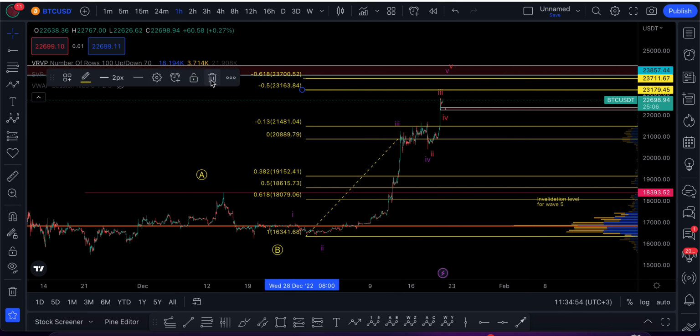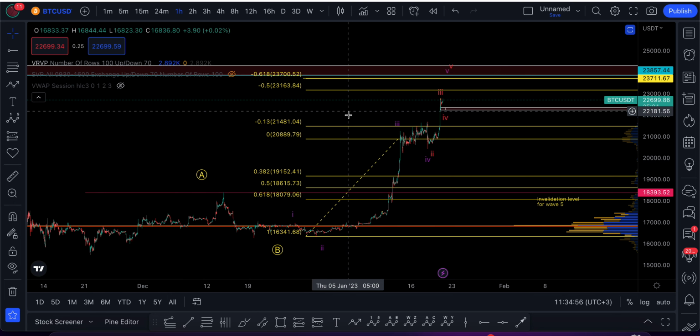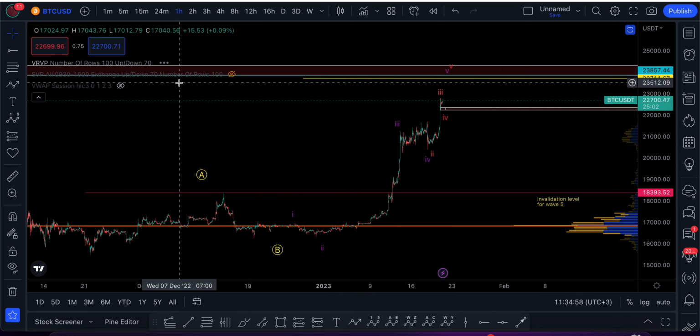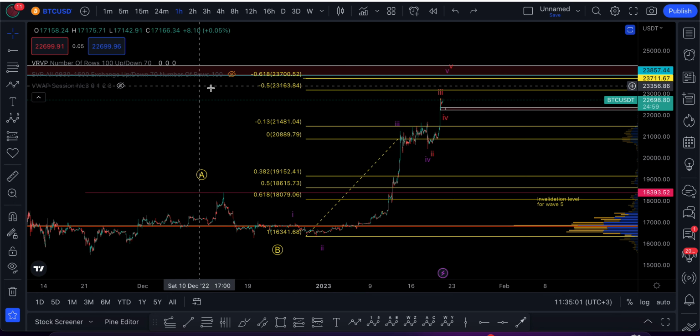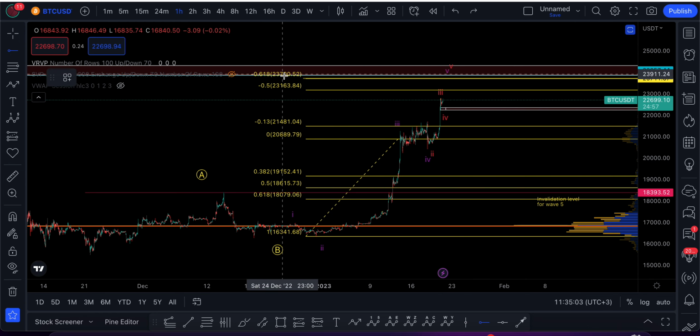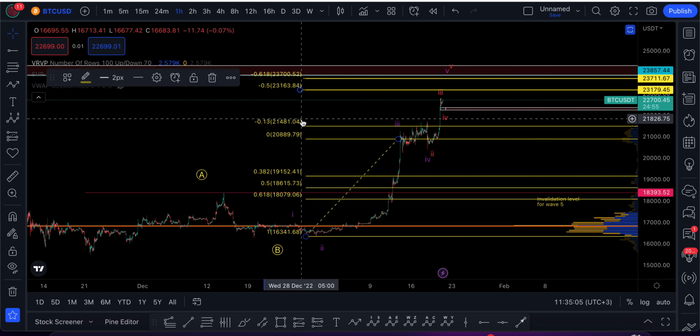All right, so let me remove the fib. Did I remove a price target? Yes, I did. Let me mark that again. So there we go.